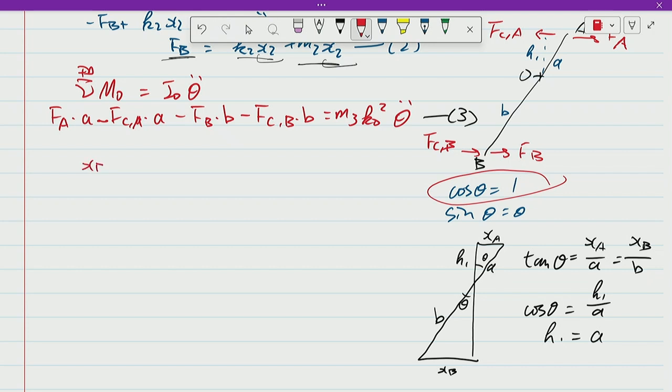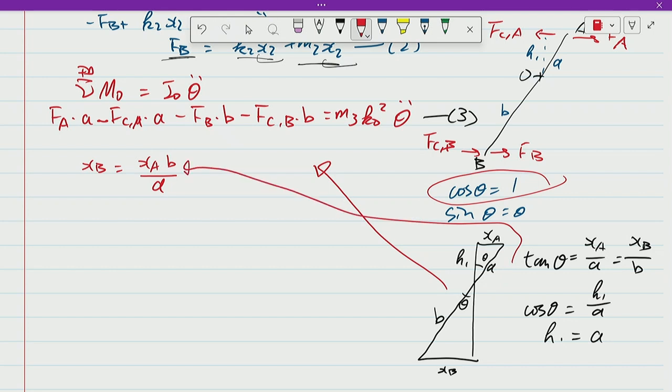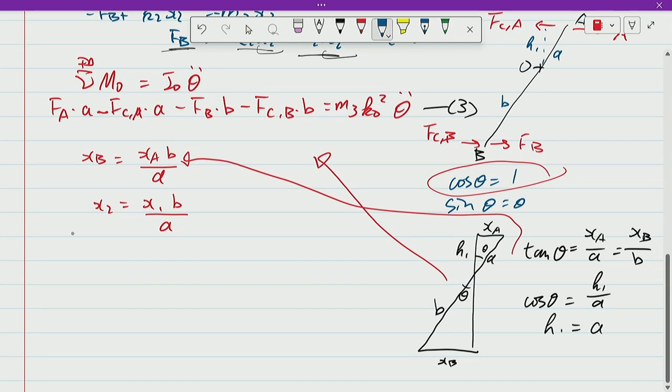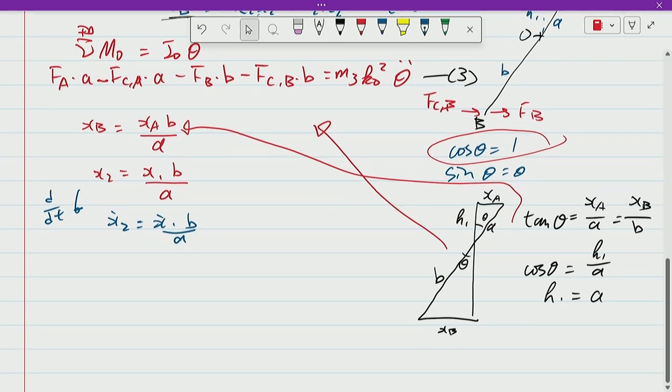To do that, based on a triangle on the right, we have xb equals xa divided by b divided by a. Translate it means x2 equals x1b divided by a. d dt, x dot 2 equals x dot 1b divided by a. If you do it again, x dot dot 2 equals x dot dot 1b divided by a.